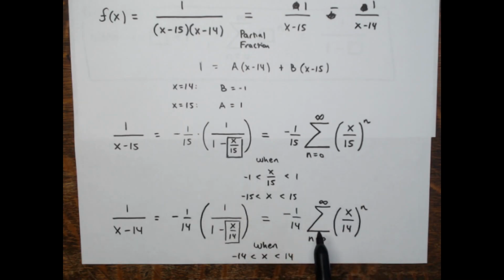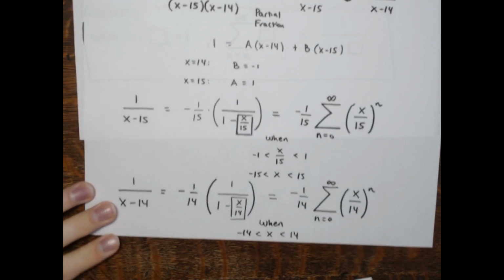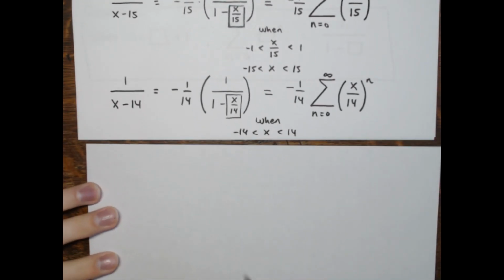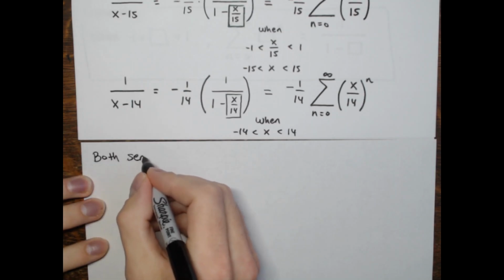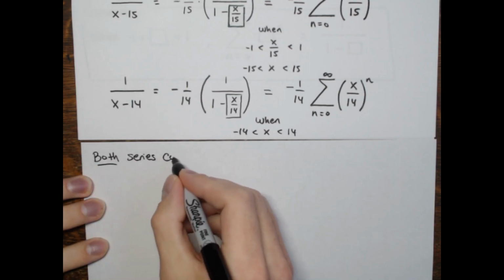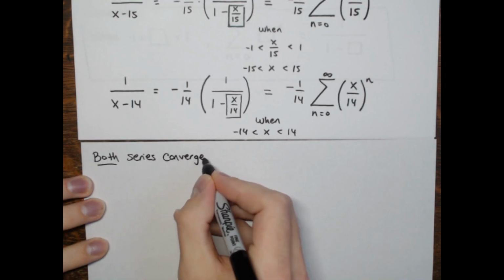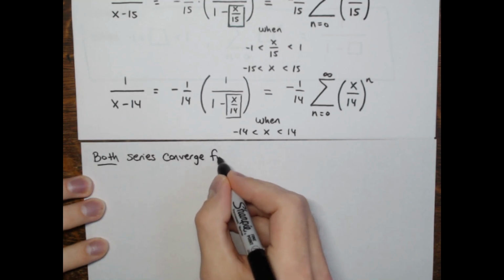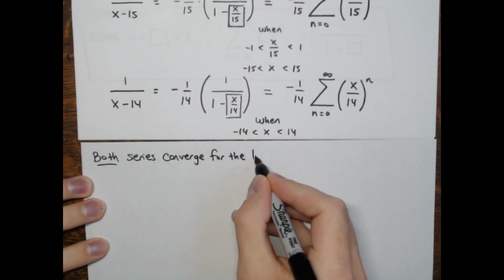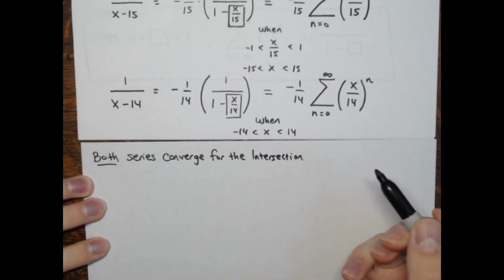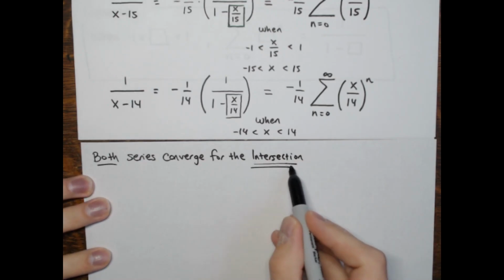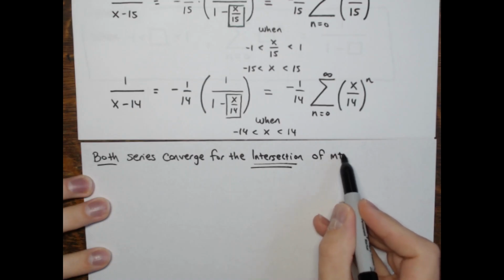So if I want them both to converge, we have to use the values that these intervals of convergence have in common. So both series converge for the intersection. They call this the intersection. It's just what do the intervals have in common for the intersection of the intervals of convergence.